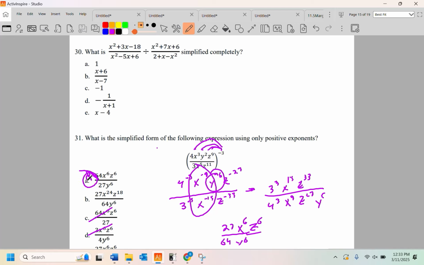Looks to me, it must have been that choice down there, because that's the only one that looks right. So there you go. It's really not that bad. It's really not.